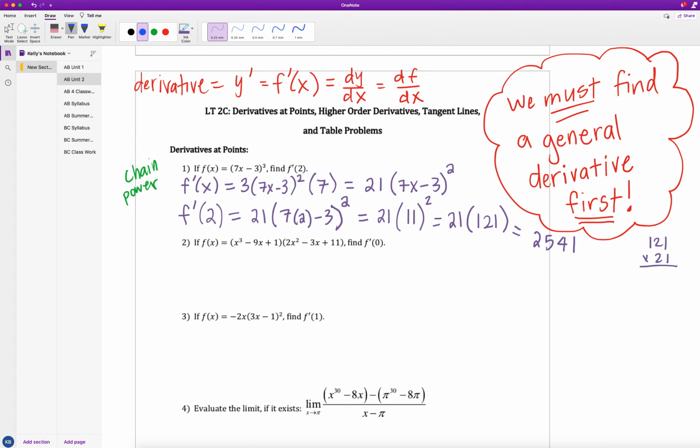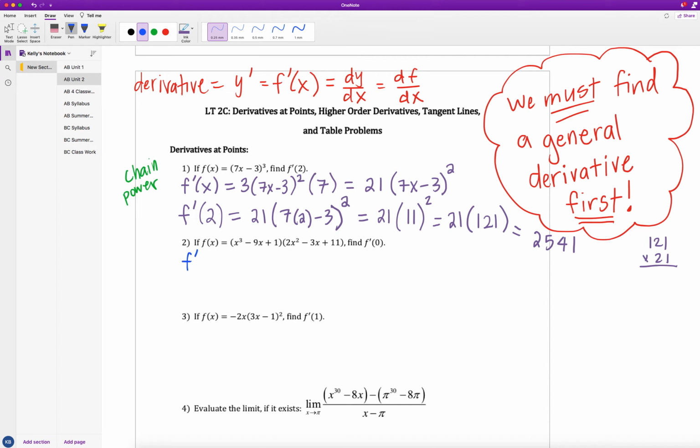Let's look at example 2. Example 2 says if f of x is the function x cubed minus 9x plus 1 times 2x squared minus 3x plus 11, find f prime of 0. Well, before I can plug in x equals 0, I first have to find f prime of x in general.